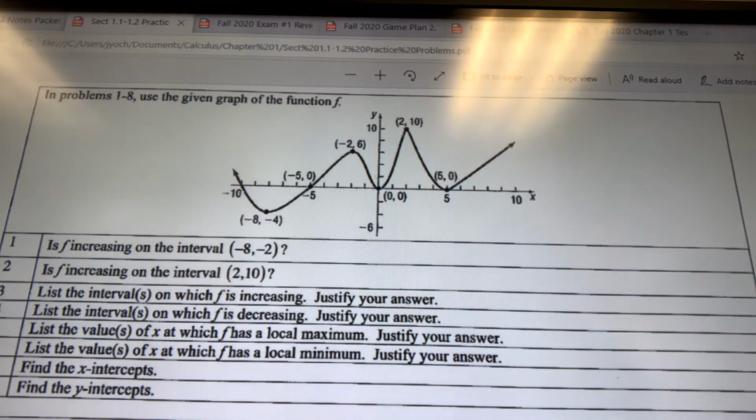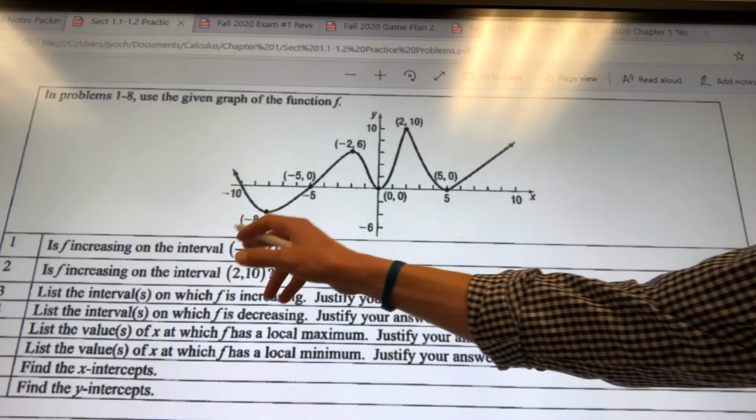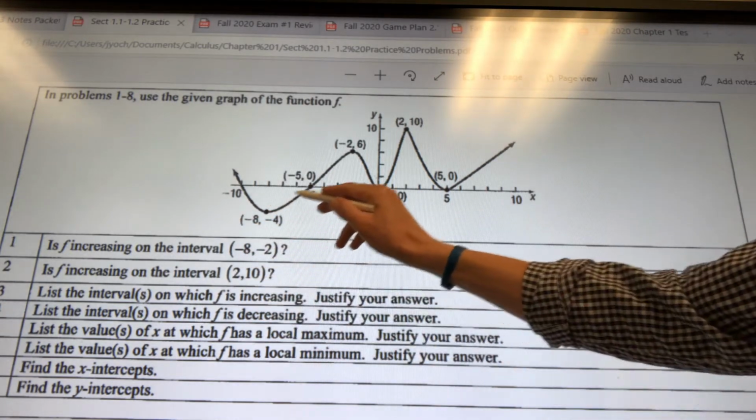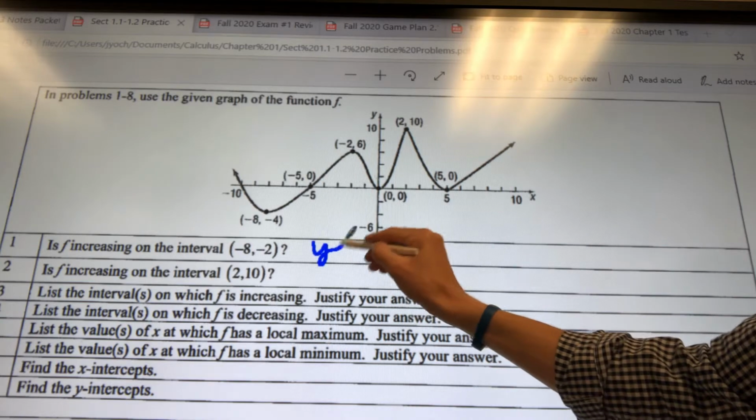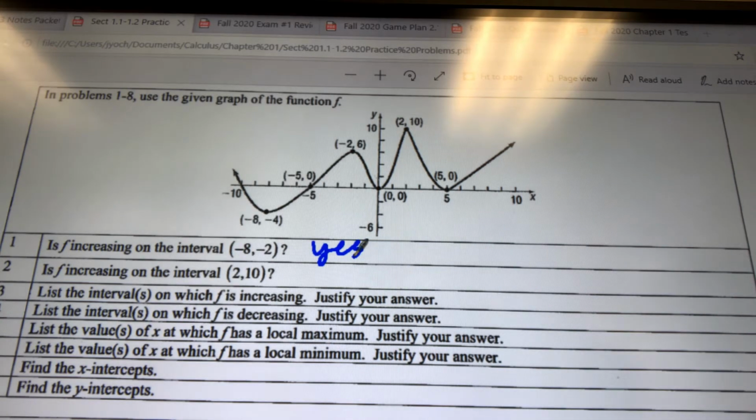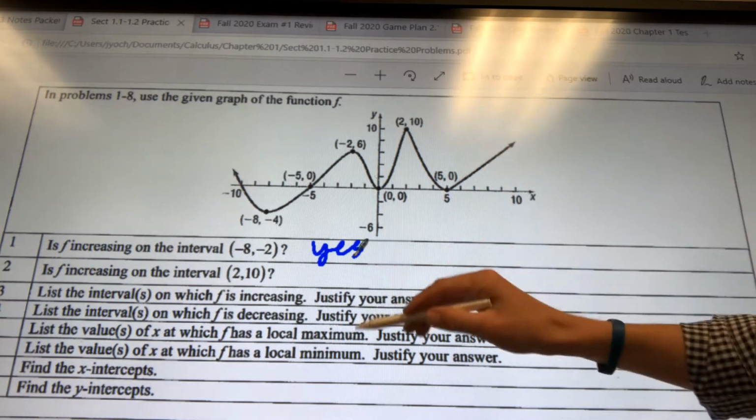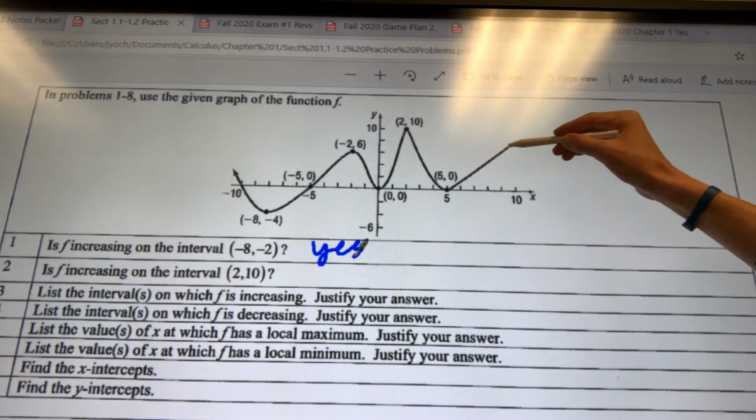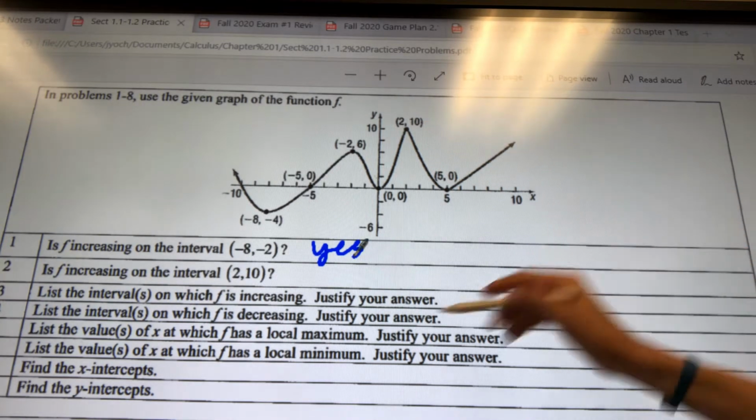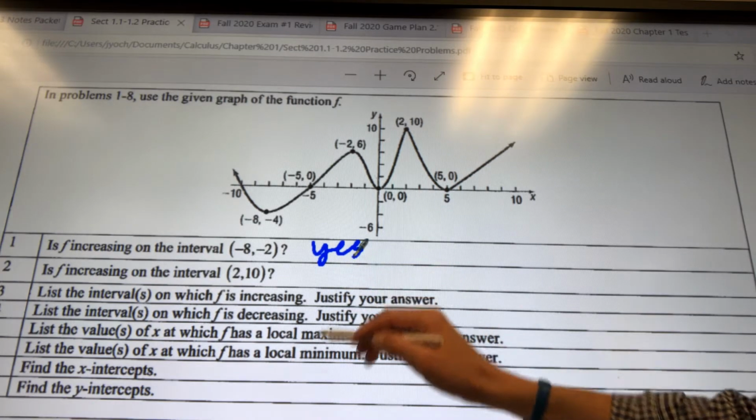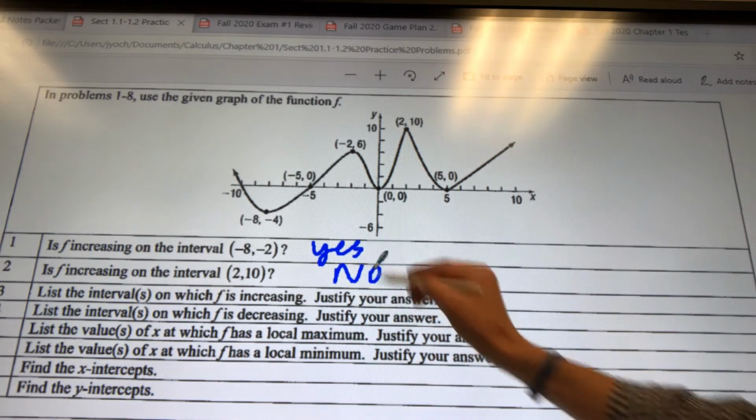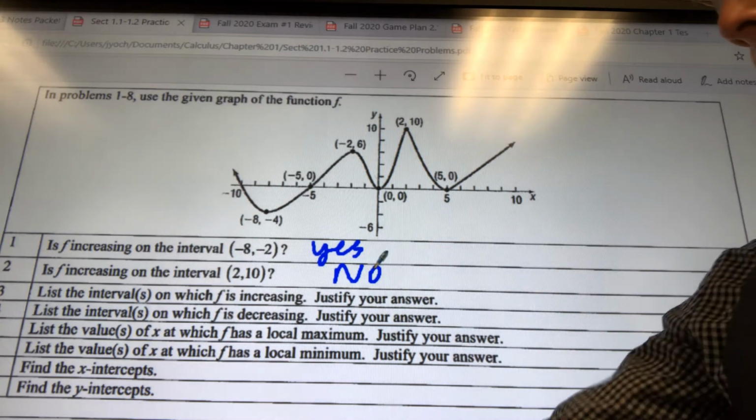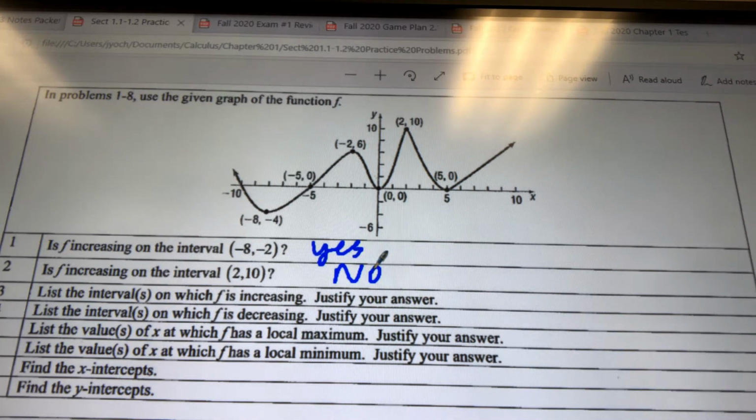Look at this function. Is f increasing on the interval -8 to -2? These are x values. From -8 to -2, it is in fact increasing. Yes. Is f increasing on the interval 2 to 10? Now don't look at the point 2, 10, but from x is 2 to x is 10, it's not increasing. It goes down, then it increases. So not on the entire interval, no. On the second part of the interval it is, but not the entire interval.